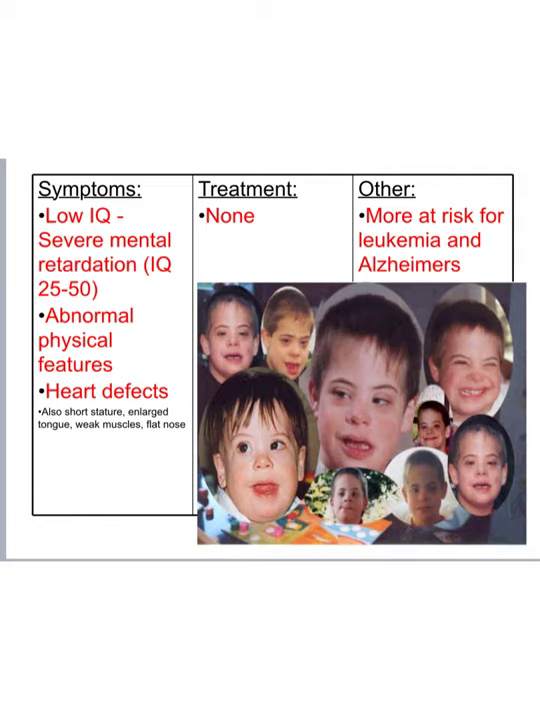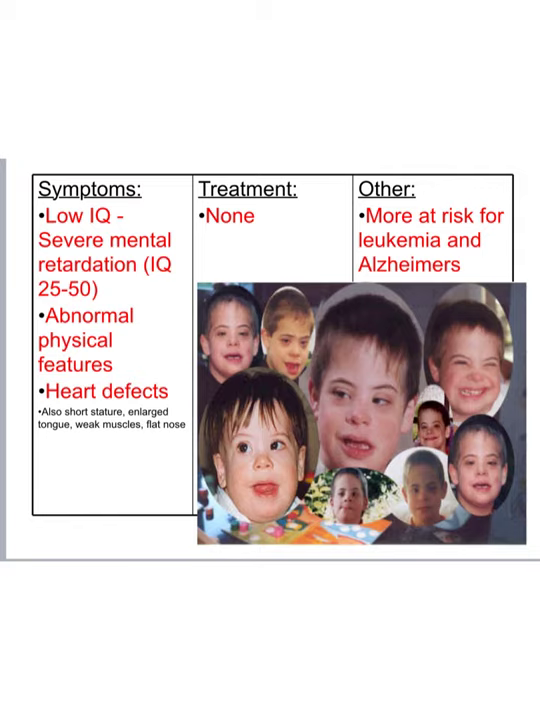All right, so for symptoms, the top 3 symptoms are low IQ. They have a severe mental retardation. Their IQ is lower. An average IQ, let's say, is 100. So their IQ can range from super severe, which is 25, and then maybe up to 50. So they can't go to a regular school.